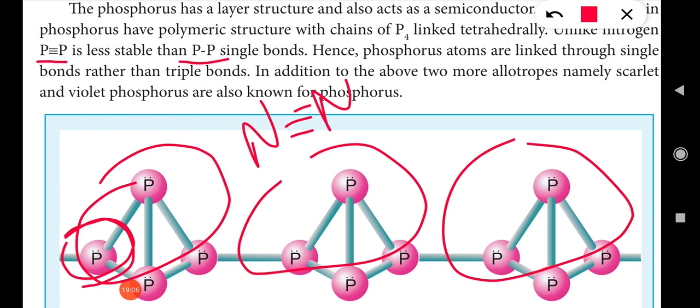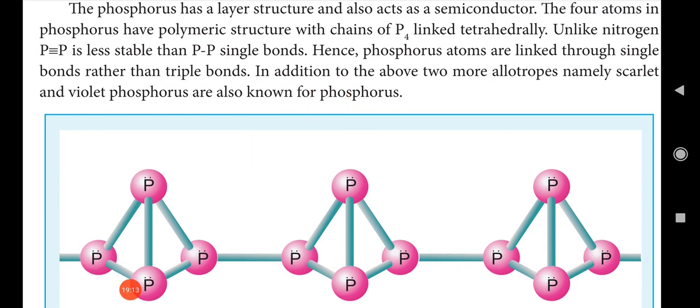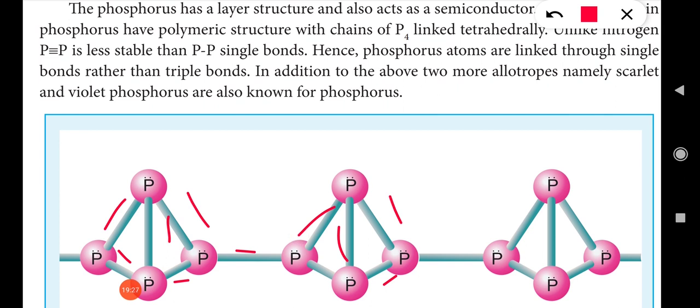Phosphorus to phosphorus triple bond is less stable than phosphorus to phosphorus single bond. So mostly there are only single bonds. Because the phosphorus to phosphorus triple bond is less stable, everything here is a phosphorus to phosphorus single bond: single bond, single bond, single bond. So there is no triple bond between phosphorus atoms because it is less stable. Hence phosphorus atoms are linked through single bonds rather than triple bonds. That is why only phosphorus to phosphorus single bonds are present everywhere.